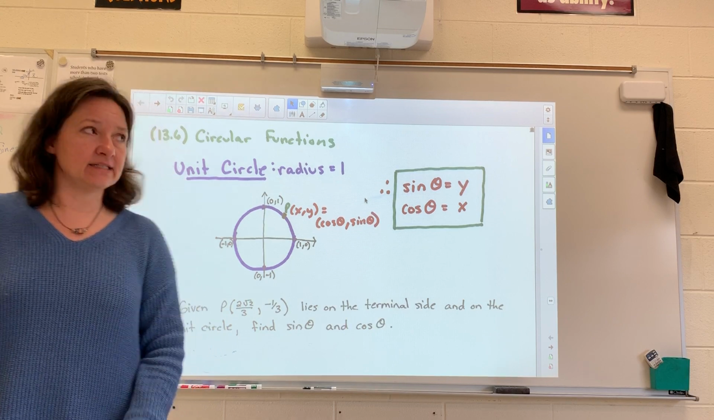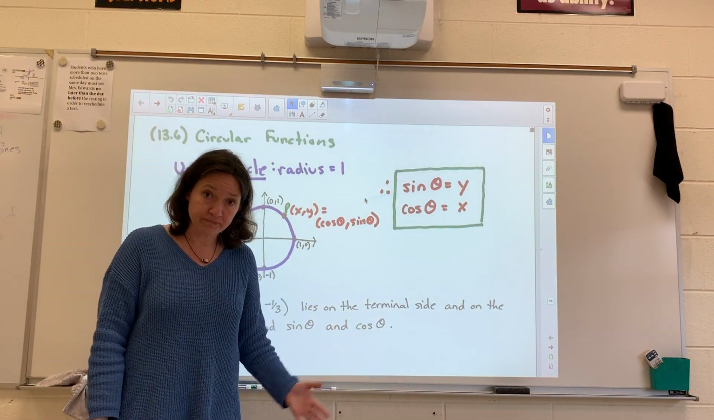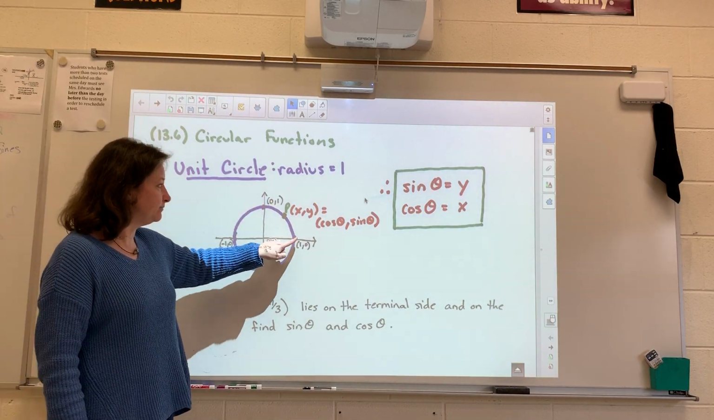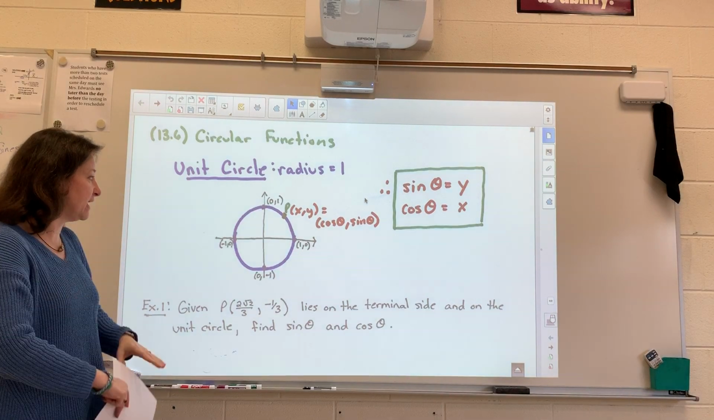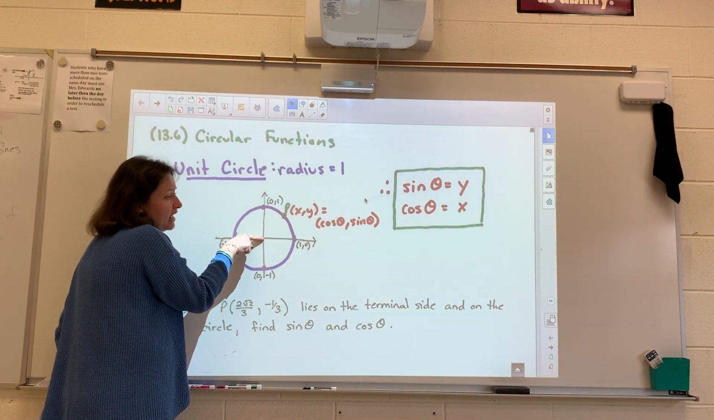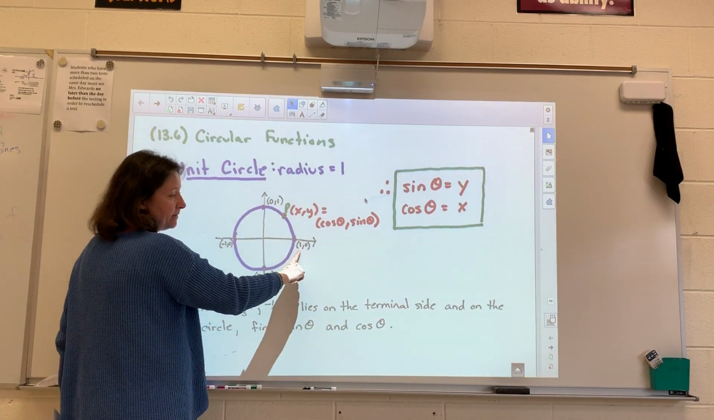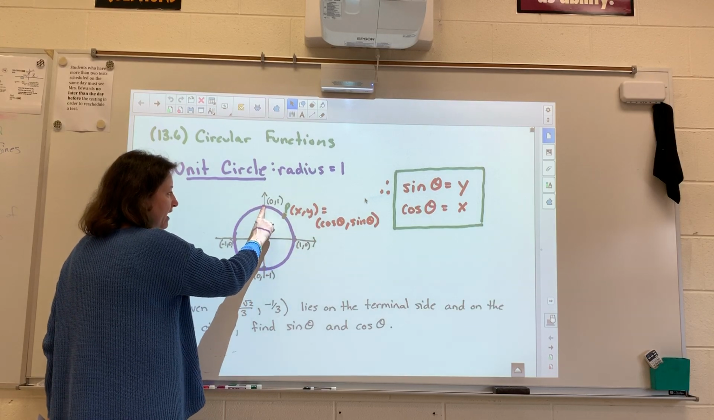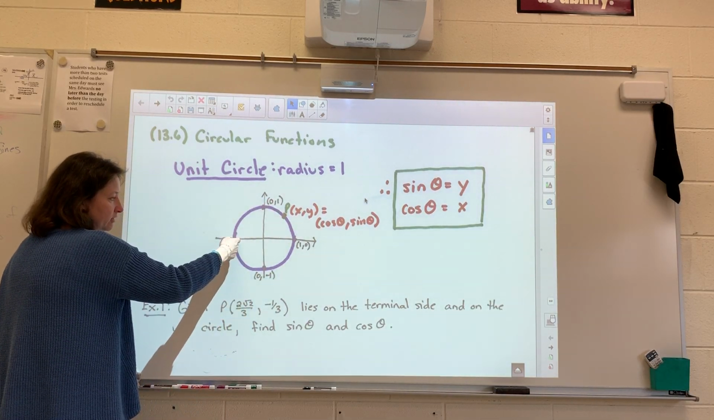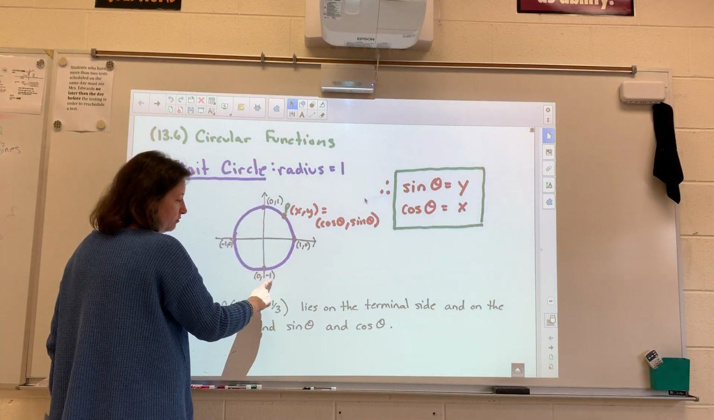So 13.6, we're talking about circular functions. That basically means we're working with the unit circle. That means we're working with a circle that has a radius of 1. And we've already talked about this year that as we move around this circle with a radius of 1, if I'm going a distance of 1, when I go 1 this direction, I end up at the point (1, 0). 1 up on the y-axis, I end up with the point (0, 1). 1 on the x-axis to the left, I end up with (-1, 0). And 1 down, I end up with (0, -1).